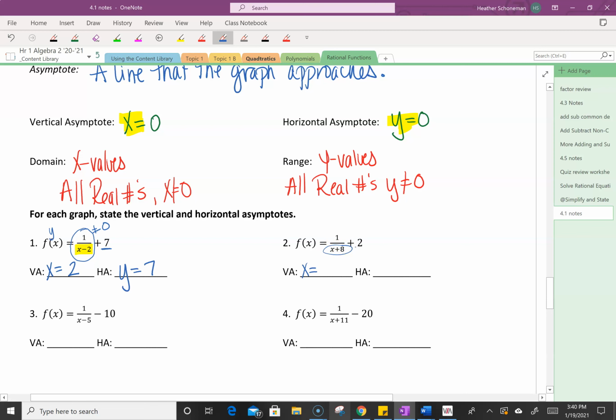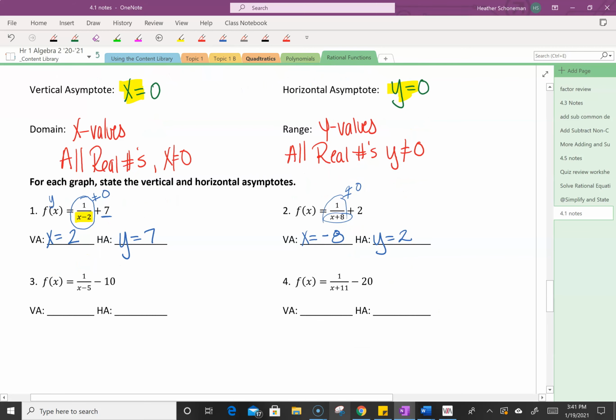Well, it can't equal what makes the bottom 0, which would be -8. The horizontal asymptote is what y can't be. Because this fraction is never going to be 0, the only way to make y equal 2 is if this equaled 0, but it can't equal 0, so the only thing y is not going to be is 2. So the vertical asymptote is the opposite of what's on the bottom, 5.